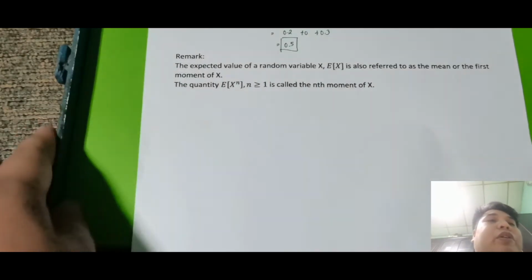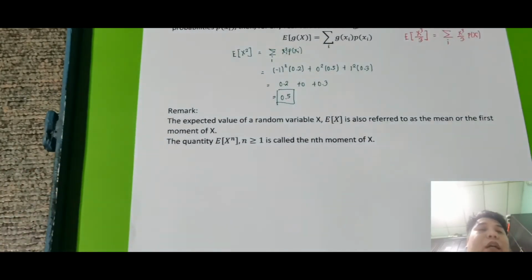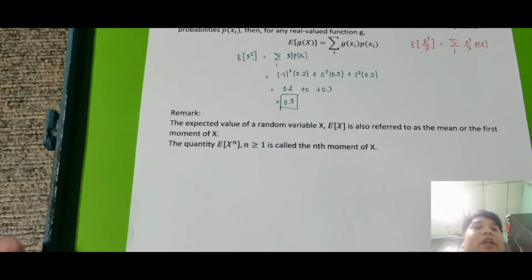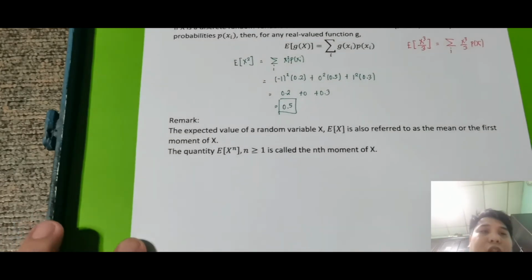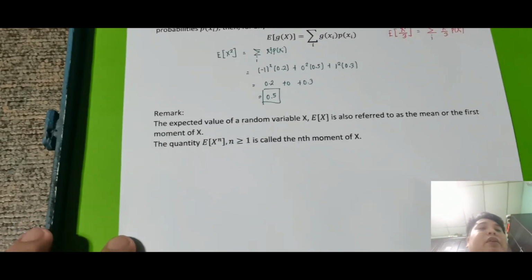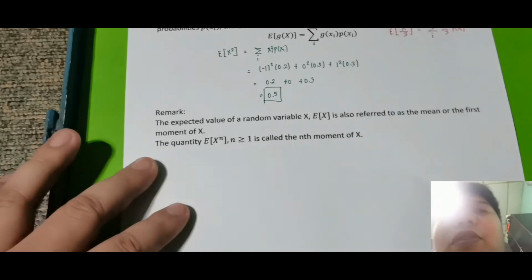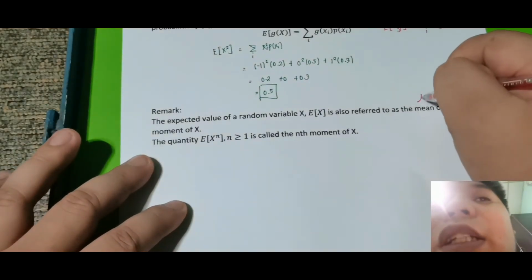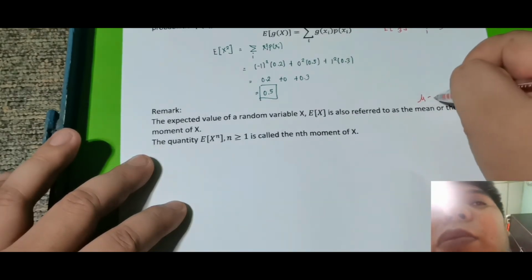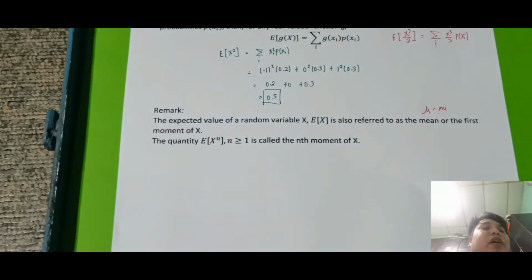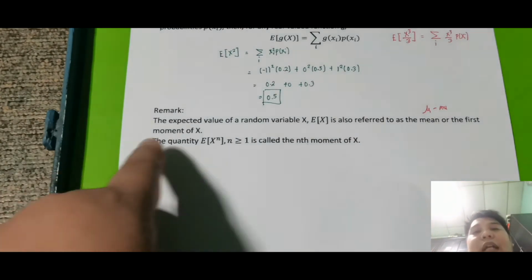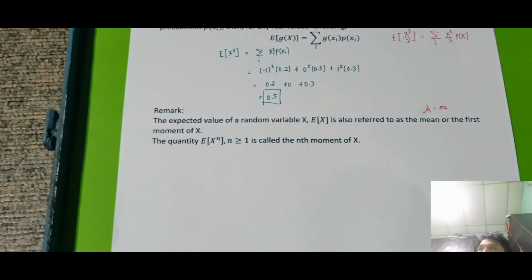And now, we have another very helpful na formula or remark. Remark: the expected value of a random variable x, E of x, is also referred to as the mean or the first moment of x. Kung naalala nyo sa probability and statistics, mean is represented as mu. So yung mean is also the mu or the first moment of x. Pwede natin tawagin si E of x na expected value of x, expectation of x, or first moment of x.